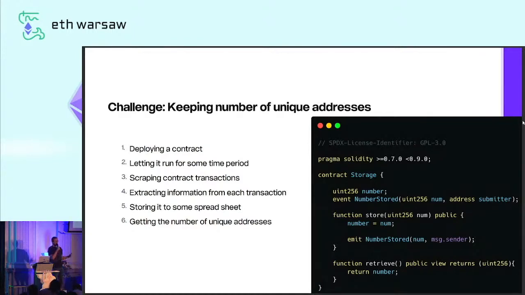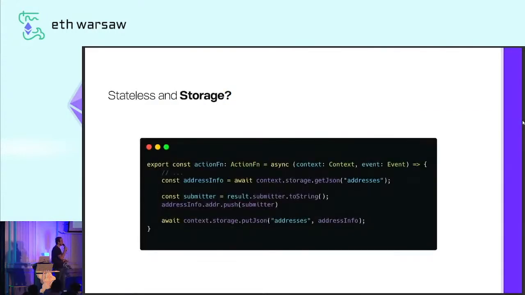So let's see how we would solve this using Web3 Actions. We have this action already from the previous slides, so all the code that we already showed stays the same, and we added 4 additional lines of code. So we have the first line that says, okay, let's await context.storage and get some JSON with addresses, and we are adding a new address to that and then putting the JSON again into storage.